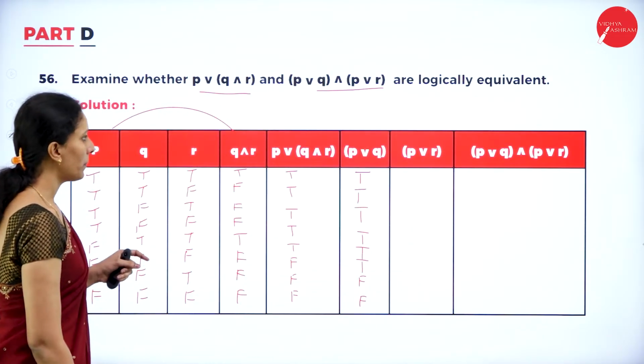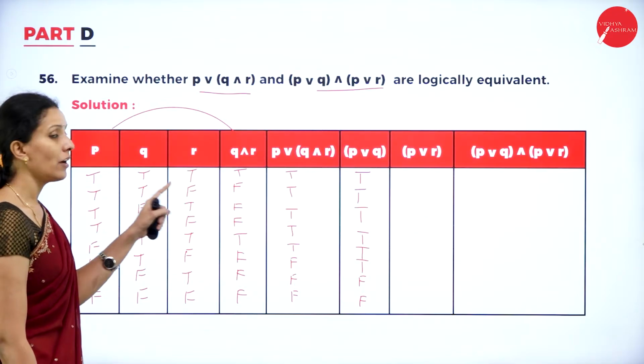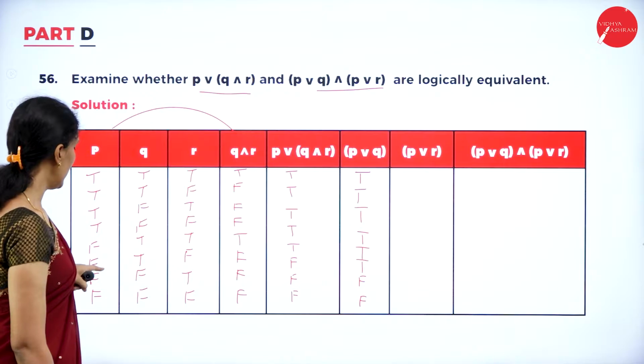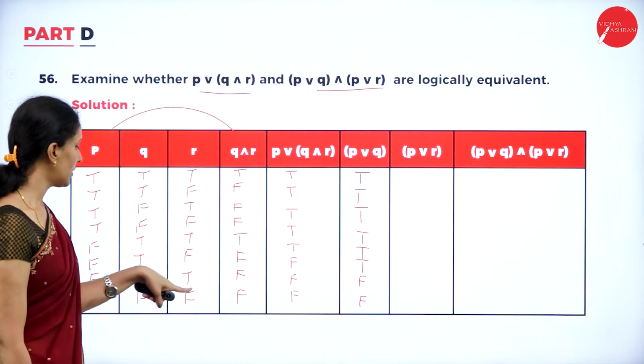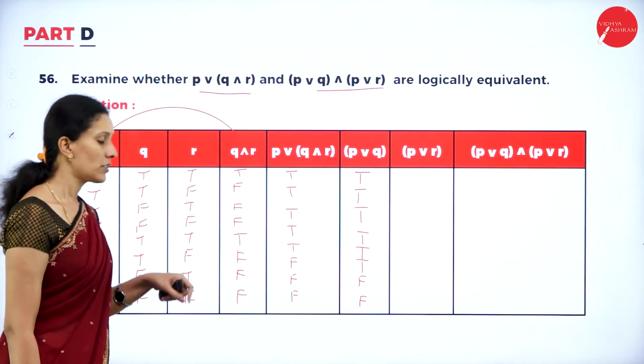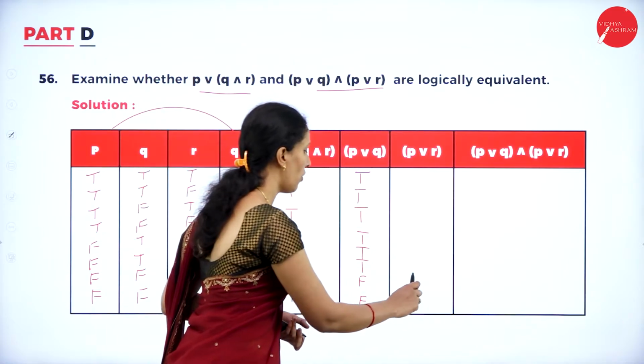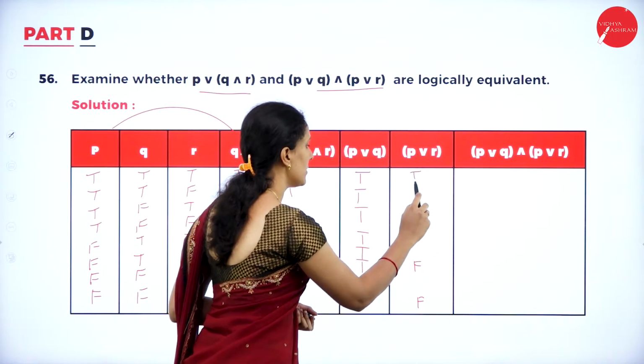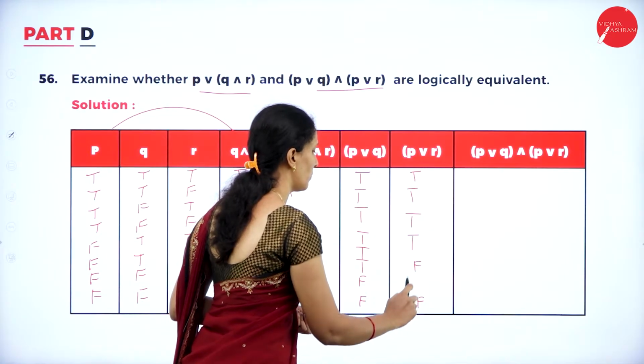Next we observe for P and R. So observe P and R, find wherever both are false. So you can clearly see here the 6th one and the 8th one are both false. So therefore you can write here false in the 6th one and 8th one. In all the other cases you can write it as true.